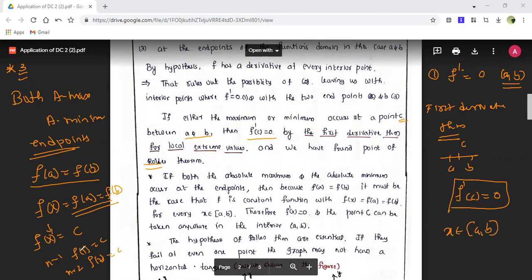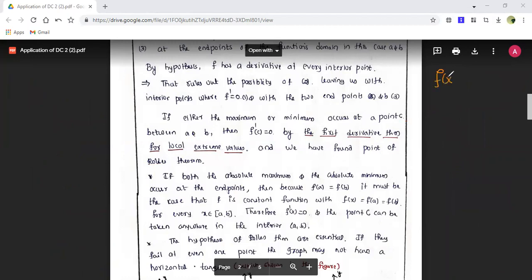So in each interval, you take any x in between this closed interval ab, your function f of x will be equal to f of a, which is equal to f of b. Means it's a constant function. If you take a constant function, guys, say k, then take the derivative of this function, f dash of x is equal to 0. So the derivative of a constant function is 0.